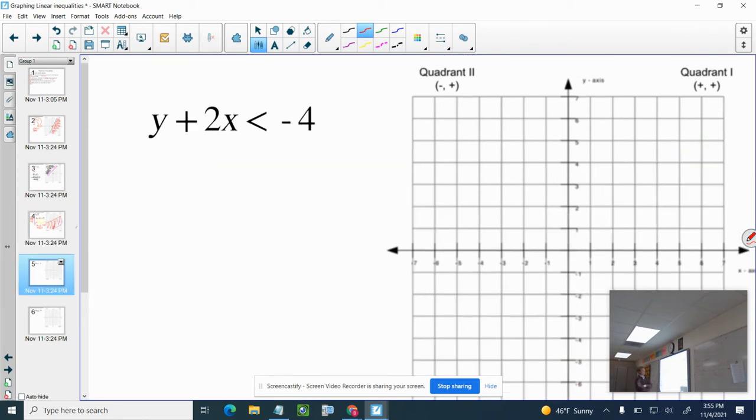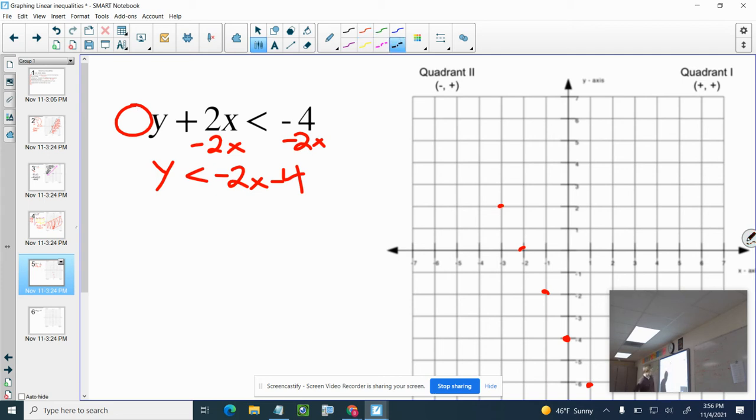All right, next we again have to go for y. Now I would rearrange this right away because there's nothing there. So it's really easy because I just subtract 2x from both sides and I get y is less than negative 2x minus 4. So I go and graph this, go to negative 4, and then it says go down 2 and to the right 1. I'm going to keep going with this pattern to make it easier to graph. And then I look at my inequality. It is not equal to, so it's a dashed line.